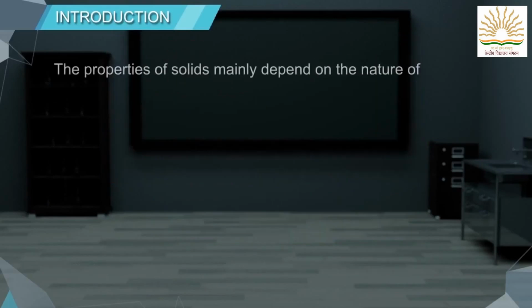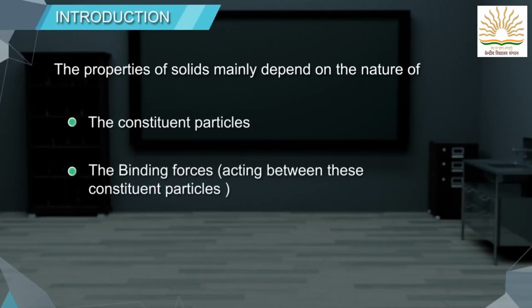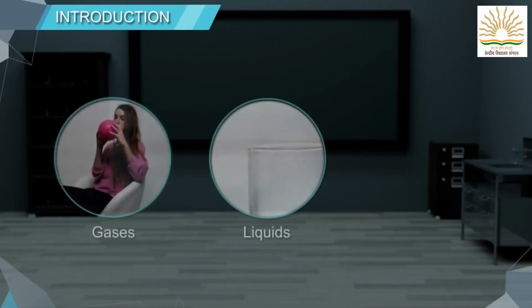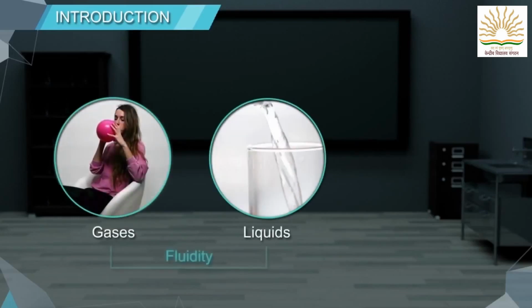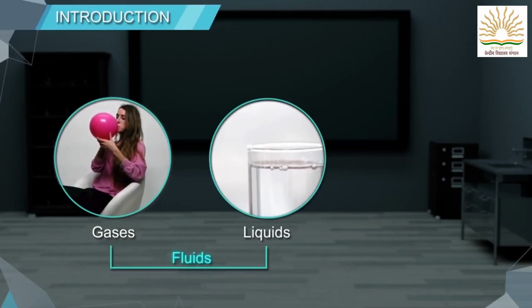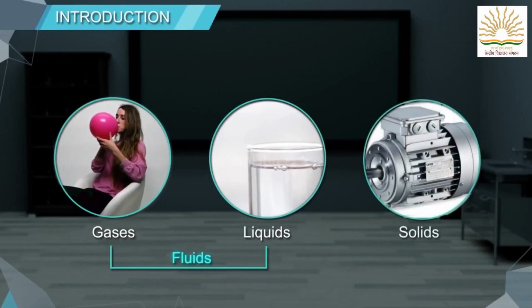The properties of solids mainly depend on the nature of the constituent particles and the binding force acting between these constituent particles. The most important characteristic property of gases and liquids is fluidity. Fluidity means that gases and liquids have the ability to flow and are called fluids, whereas solids do not possess fluidity. Instead, they possess rigidity.